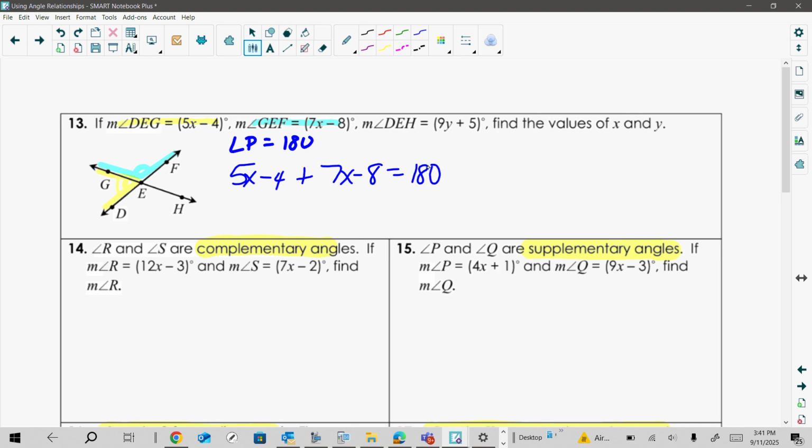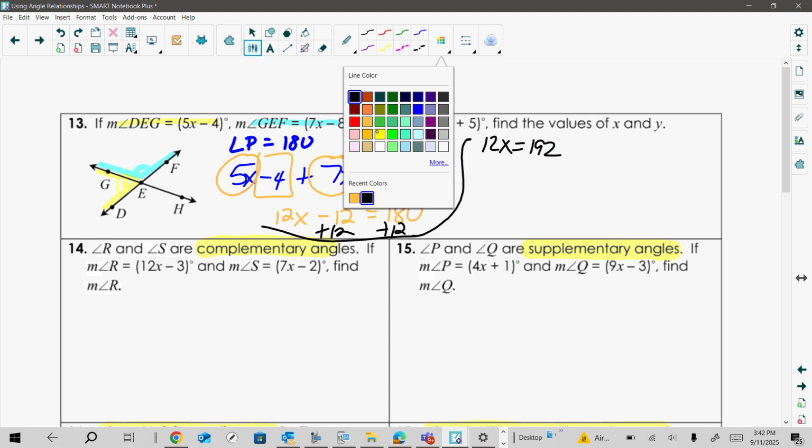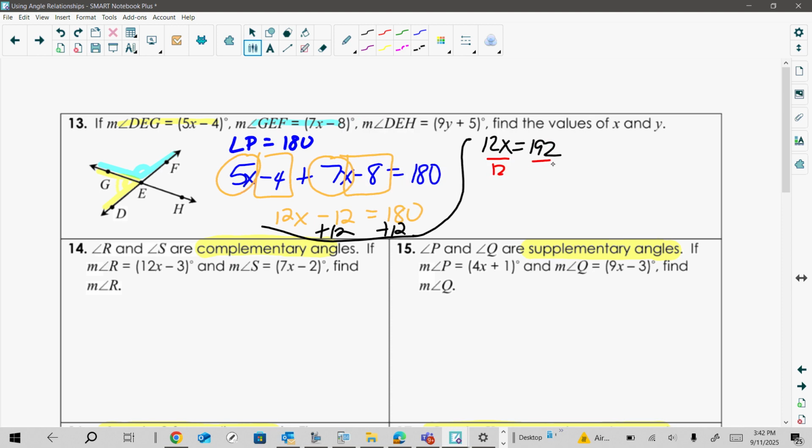So here, I would need to combine my like terms. My x's come out to be 12x, minus 12 for my constants, equals 180. Now I'm just going to add the 12 to both sides till I isolate the x term. My 12x is now equal to 192. And then if I divide by 12 on each side, my x is 16. So I'm going to now use that to find the y.